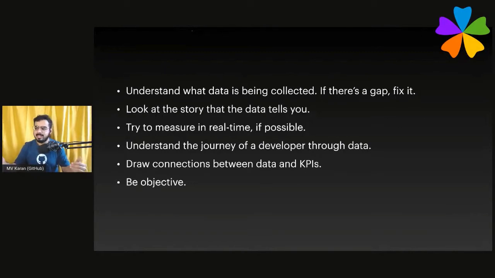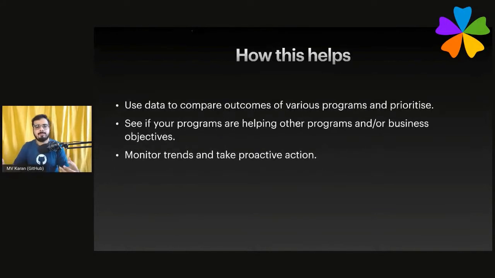But the most important thing is to be objective. It's very easy, and there is a saying among statisticians that you can make data speak whatever you want it to. But it's always important to be objective about the data you're looking at, and to ensure you're talking about the whole picture. How this helps is, when you have proper data, you can compare outcomes of various programs and then prioritize. So you have program A and program B, with a similar baseline for both, and you can then say, I'm going to run this program because this is the data and this program worked out better.